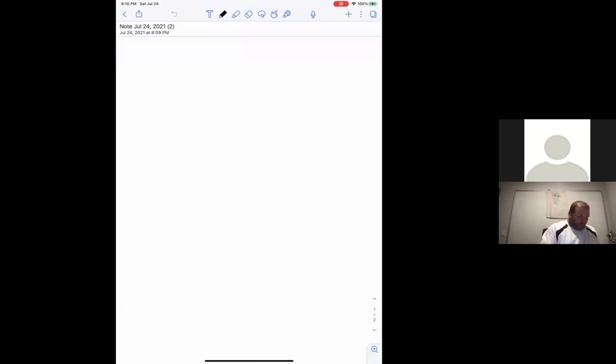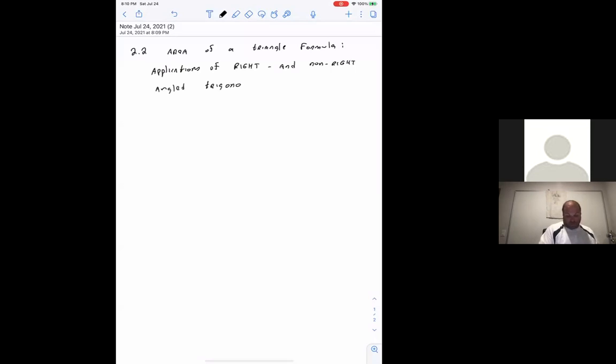So we are continuing now with section 2.2, area of a triangle formula, applications of right and non-right angled trigonometry. Quite a hefty title for this section.